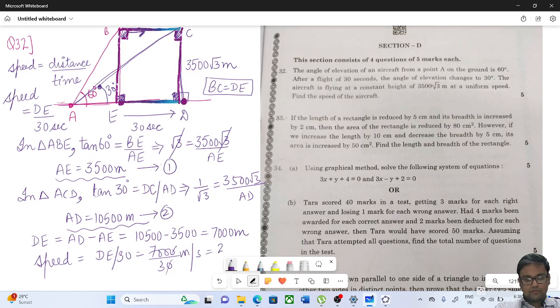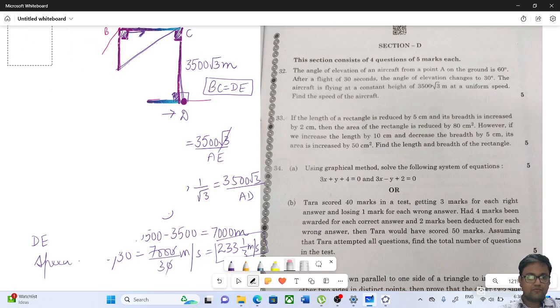So, it is 3 2s are 6, 3 3 1 by 3 meters per second. Had you been told to calculate in kilometers per hour, you would have multiplied it by 18 by 5, right? But you are supposed to work only with meter per second. So, as of now everything is all right. So, 2 3 3 1 by 3 meters per second is the speed, right? Let us get rid of all of this stuff.